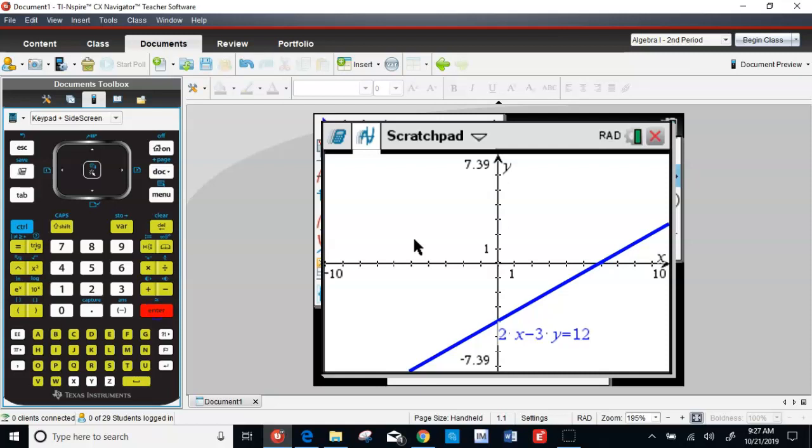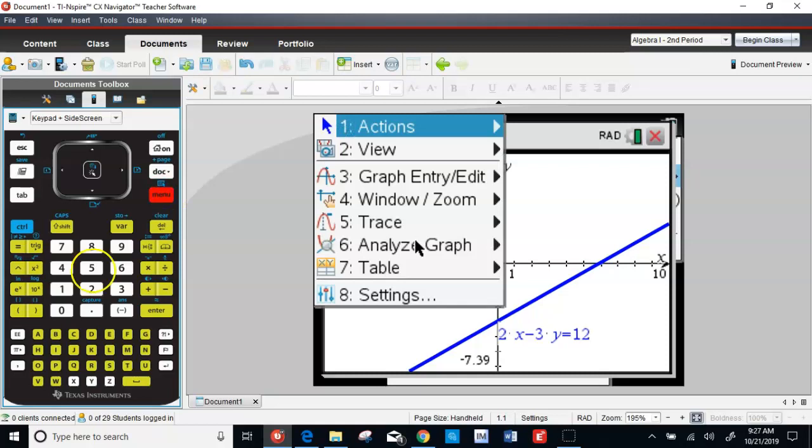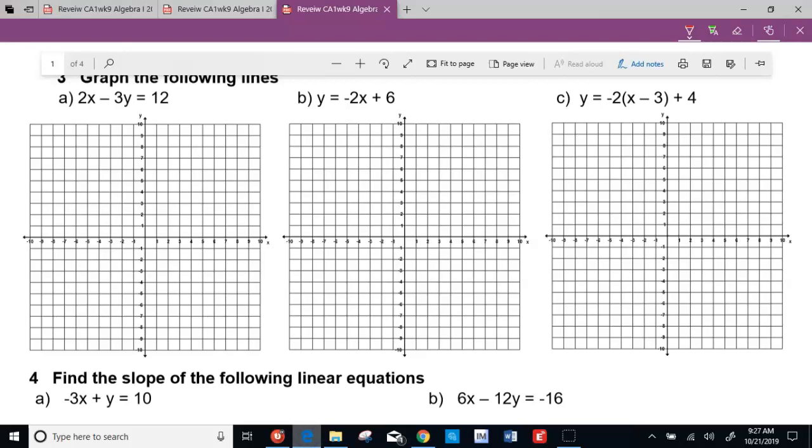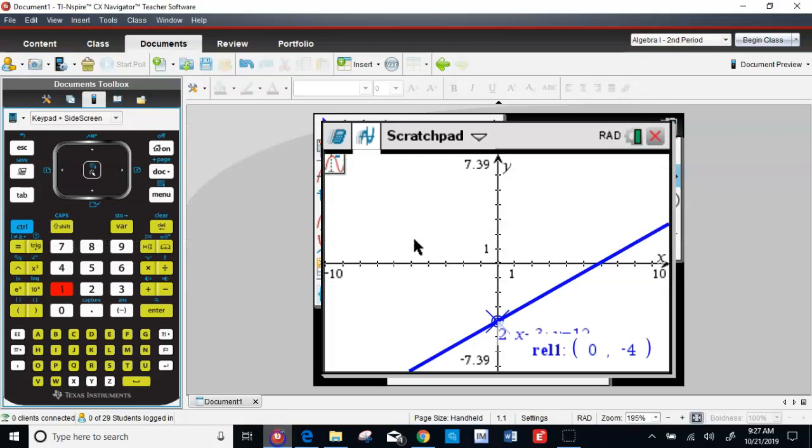So I need at least 2 points to make a good line. To get my first point, I'll get the y-intercept. So pressing menu 5-1, graph trace, I get my y-intercept at (0, -4). So I know that my b is at -4. So -1, 2, 3, 4. Here's my first point. Now I need to find one other point.